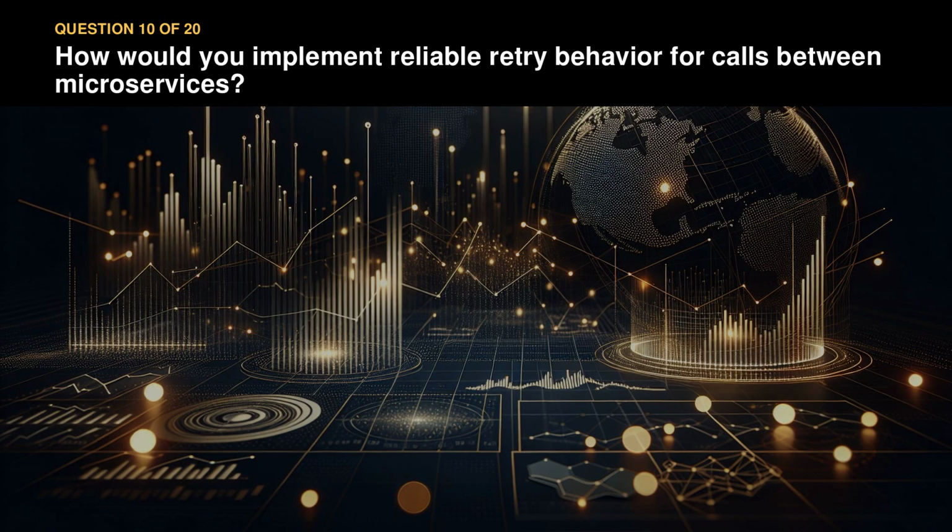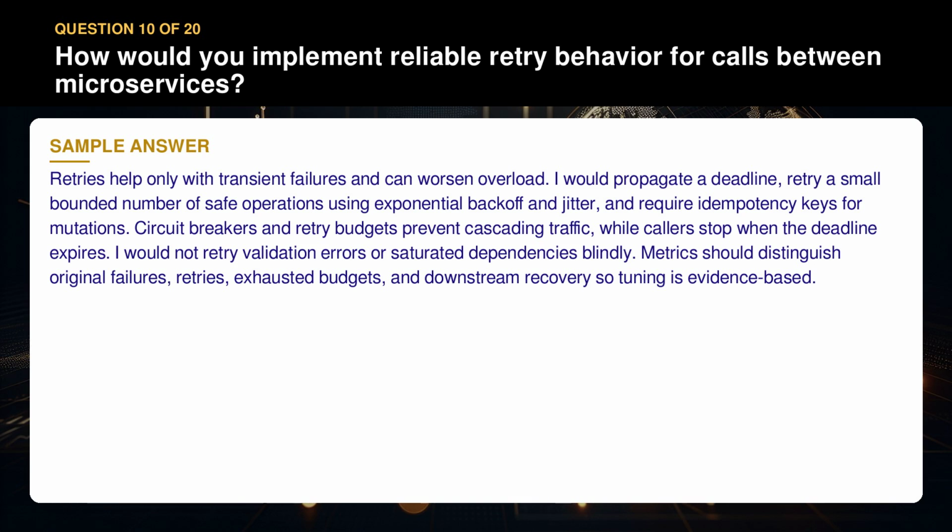Question 10. How would you implement reliable retry behavior for calls between microservices? Retries help only with transient failures and can worsen overload. I would propagate a deadline, retry a small bounded number of safe operations using exponential backoff and jitter, and require idempotency keys for mutations. Circuit breakers and retry budgets prevent cascading traffic, while callers stop when the deadline expires. I would not retry validation errors or saturated dependencies blindly. Metrics should distinguish original failures, retries, exhausted budgets, and downstream recovery so tuning is evidence-based.